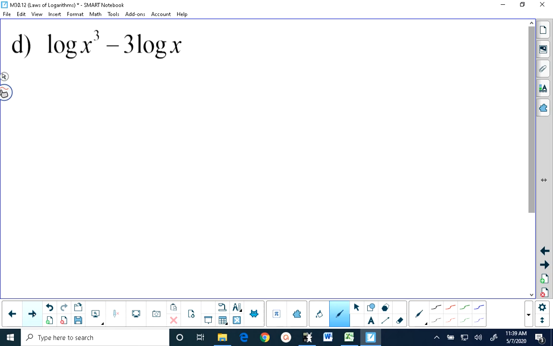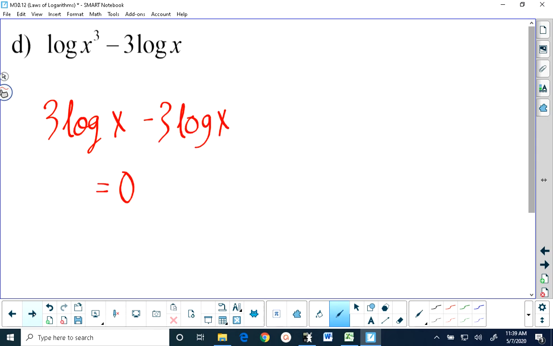Log of x cubed minus 3 log of x. There's a number of things I can do here. One of them is I could take the 3 that's an exponent in the first logarithm and move it out in front and have 3 log x minus 3 log x. Well, that will be 0.